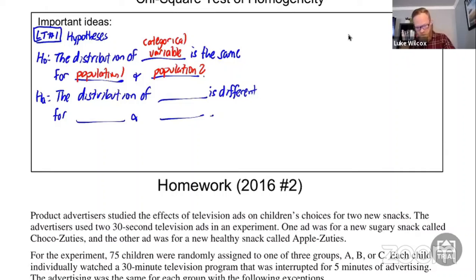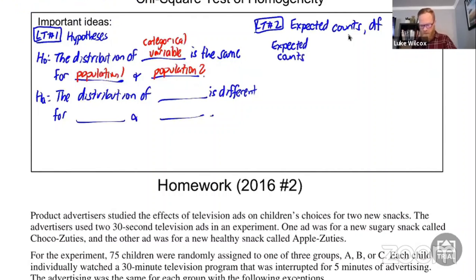Okay, learning target number 2 had to do with calculating expected counts and also being able to identify the degrees of freedom. And so we just have a couple of formulas here that we uncovered in the activity. First of all, the expected counts. Anytime you have data in a 2-way table like this and you're doing a chi-squared test, you're going to use row total times the column total. And then you're going to divide by what I call the grand total or the table total.